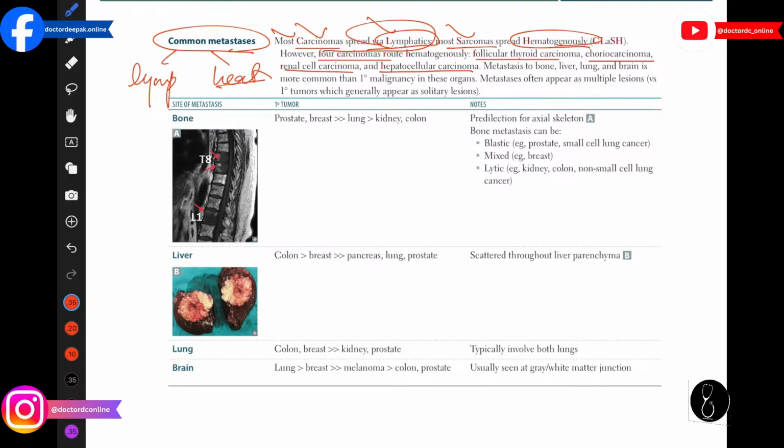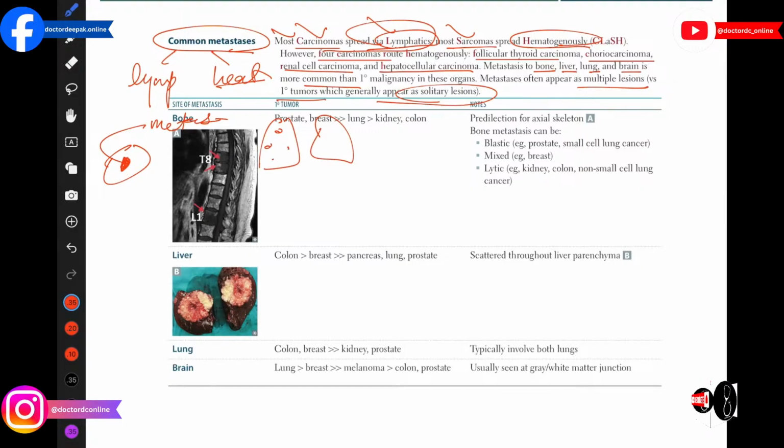Metastases most commonly happen in bone, liver, lung, and brain, and these are also more common sites for primary malignancy. Metastases often appear as multiple lesions, but the primary tumor tends to be solitary. For example, a single primary cancer in this organ, when it metastasizes to another organ like the lung, will give multiple lesions.